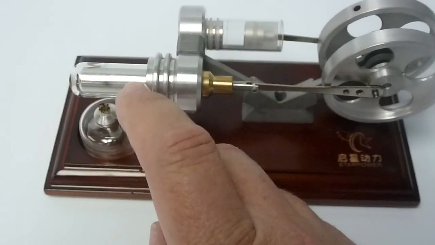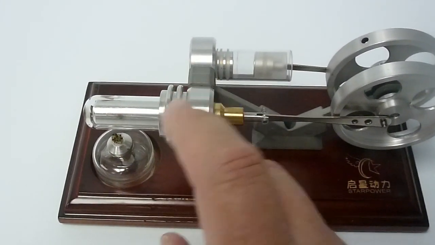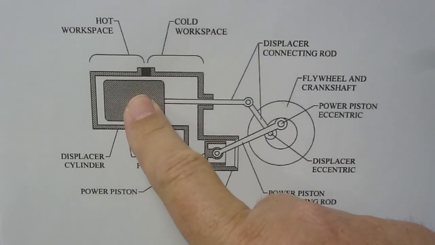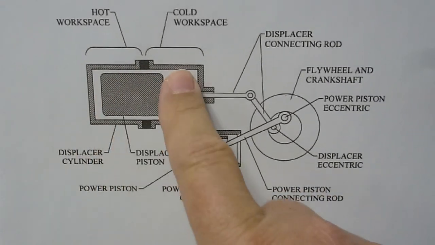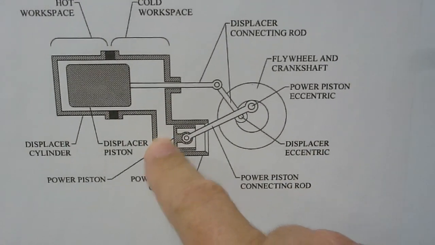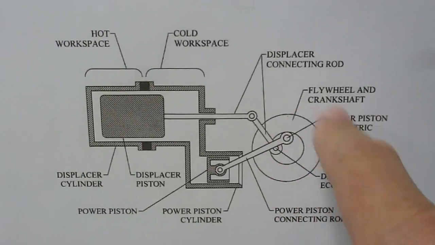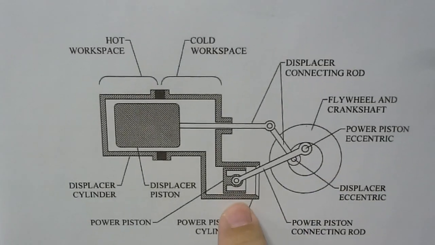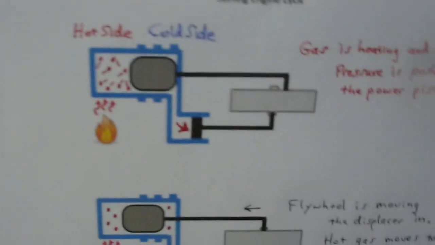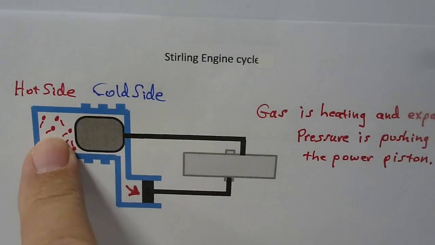This displacer is not sealed at all, and air is allowed to flow back and forth between the hot and cold side. There's a decent drawing on the internet I've got here showing that displacer, the air gap, a hot side, a cold side, hooked to the flywheel, moving back and forth. That pressure that's built up by the hot air pushes on the power piston, and really gives that flywheel the momentum. It's all coming from the power piston, and then the flywheel is giving it back to the displacer.